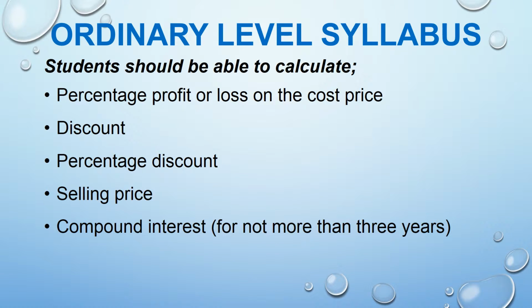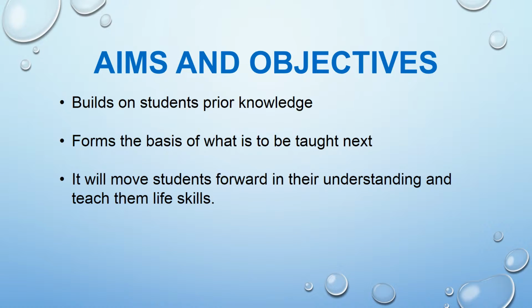At ordinary level, students are also expected to be able to calculate percentage profit or loss on the cost price, discount, percentage discount, selling price, and compound interest for not more than 3 years. The aims and objectives of this class is to build on students' prior knowledge, which they would have gained from studying the Common Introductory course and also financial maths at ordinary level.